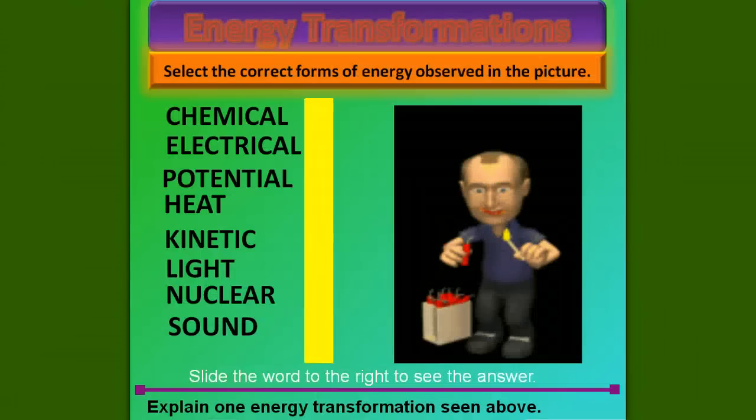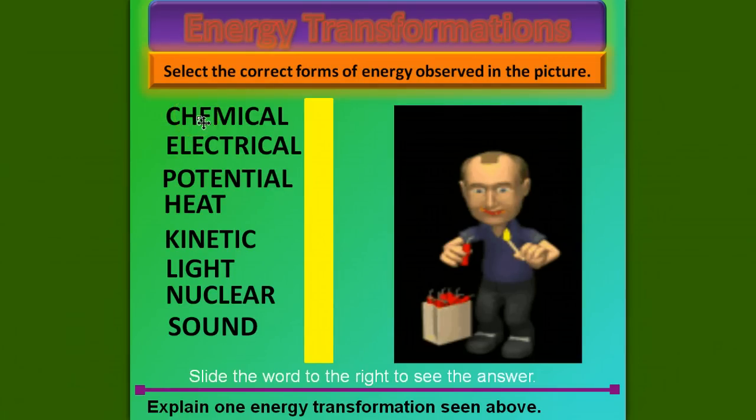We're going to do just about 2 or 3 of these, and then I'm going to let you do the rest of them with your teacher, depending on how much time you have left. Basically, you're going to select the correct form of energy observed in the picture. So this little man is lighting a firecracker.